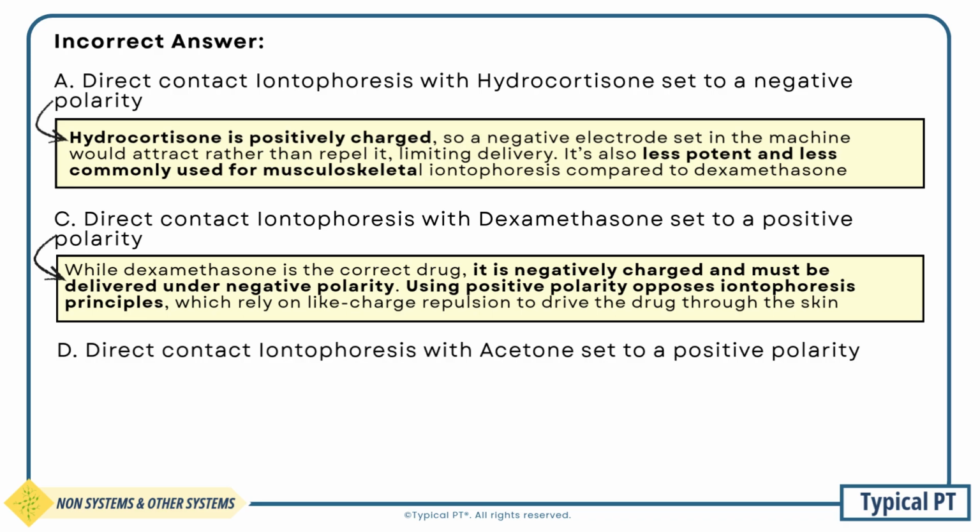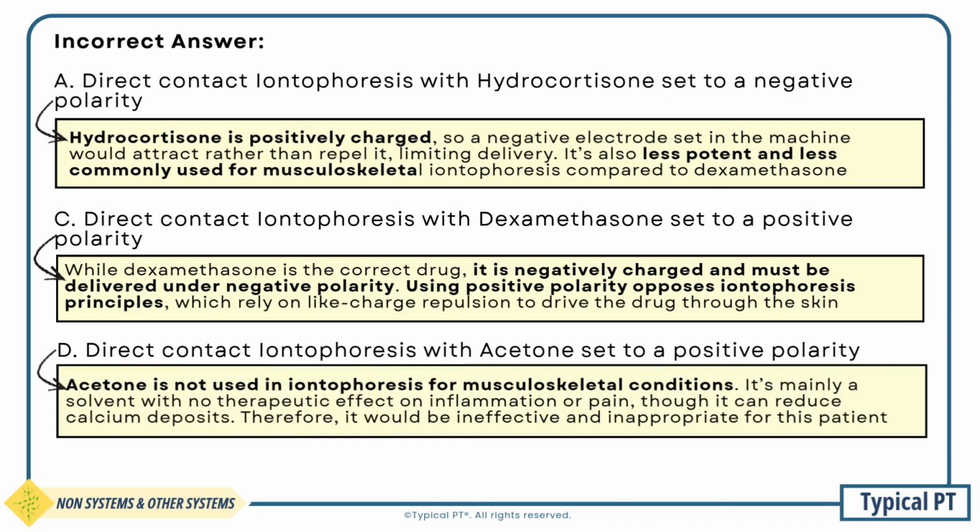Answer choice D is incorrect, because acetone is not typically used in iontophoresis for treating musculoskeletal conditions. Acetone is primarily known as a solvent and lacks therapeutic properties for treating inflammation or pain in musculoskeletal areas, although it is typically used to reduce calcium deposits. Thus, it would be an inappropriate and ineffective choice for this patient's condition.